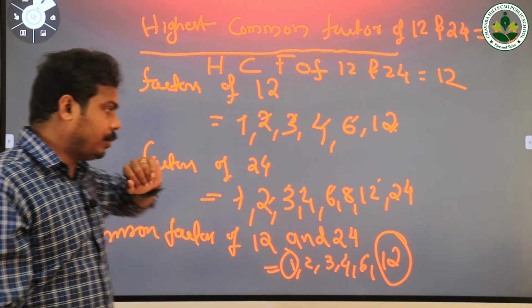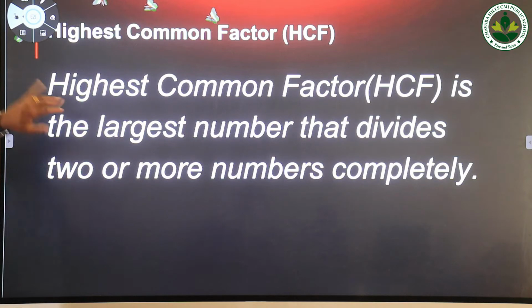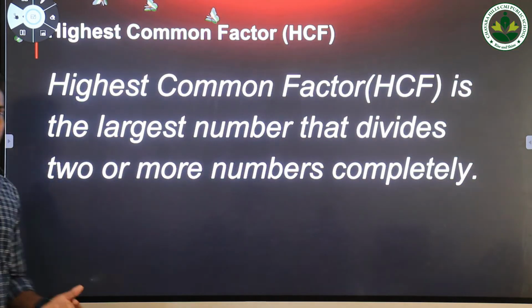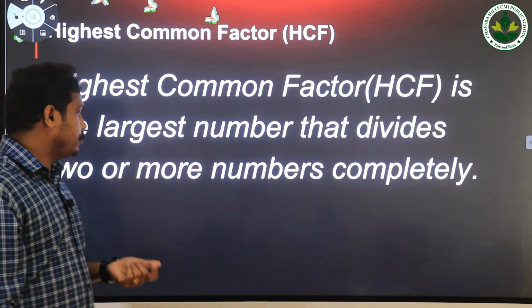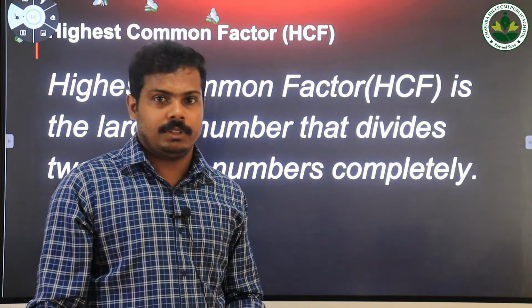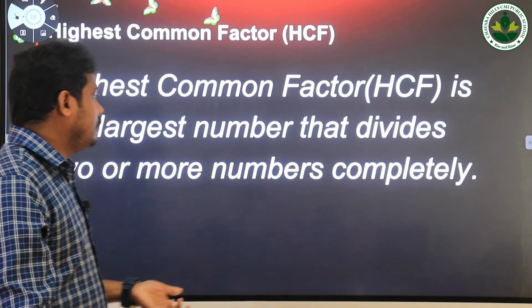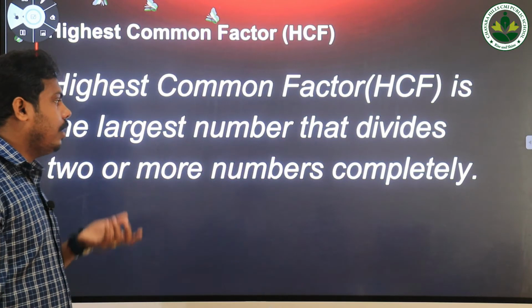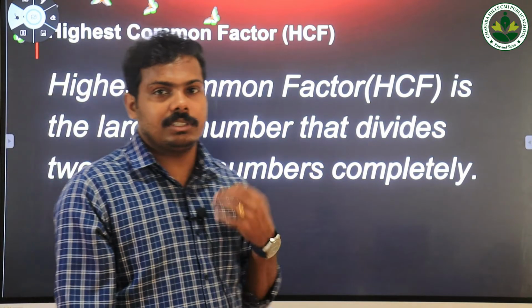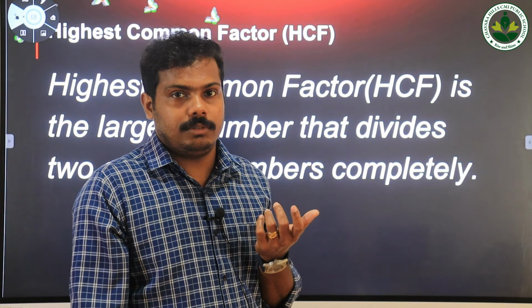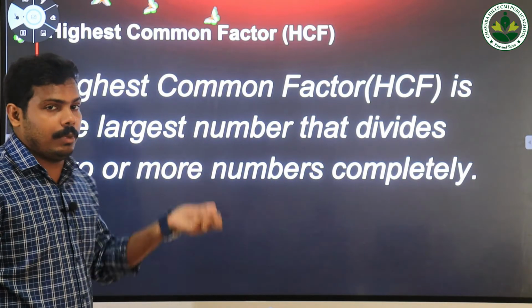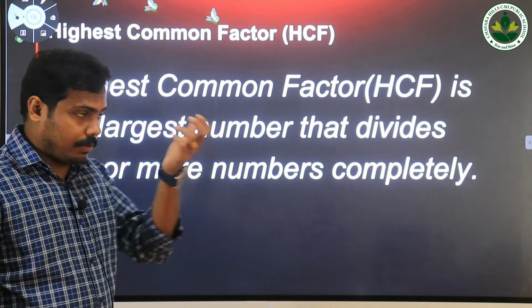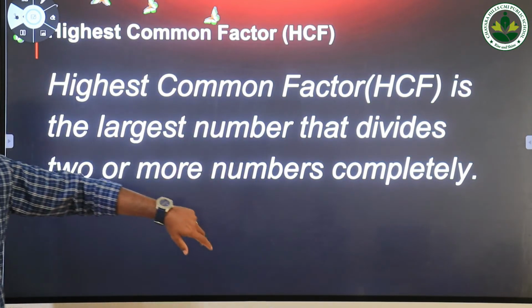So today we are going to discuss the highest common factor. Highest common factor, or HCF, is the largest number that divides two or more numbers completely. That means the highest factor that divides two or more numbers completely. That is called the highest common factor, HCF.